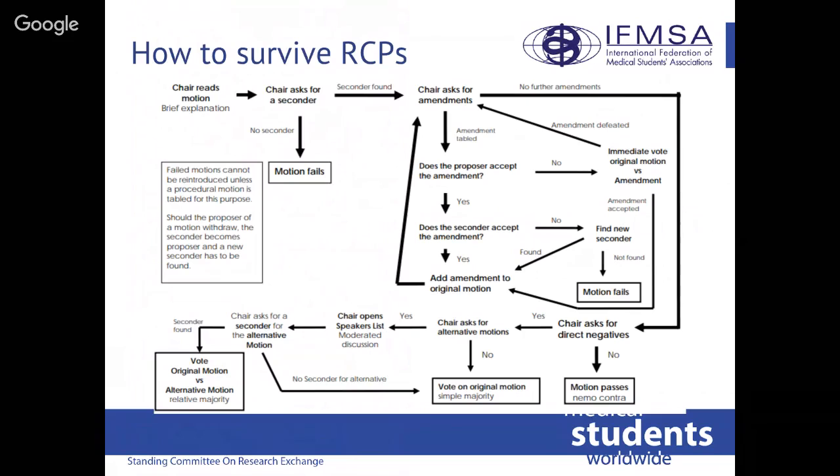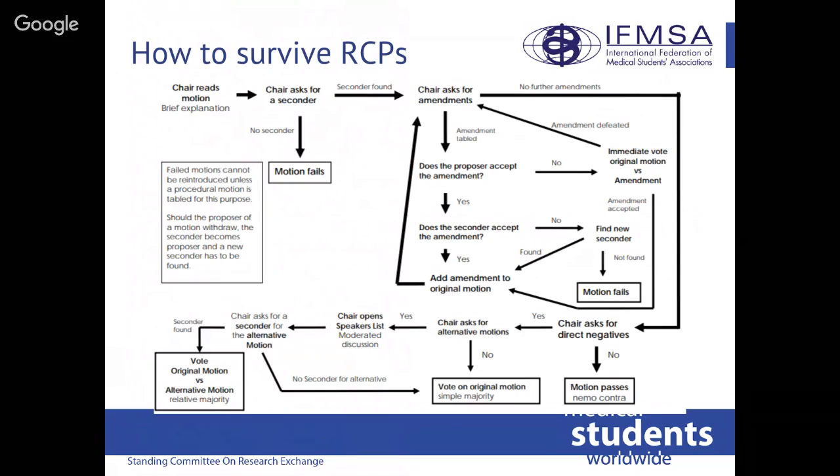If the chairperson asks for an alternative motion and there is one, then the chairperson will open a speakers list, which will contain a moderated discussion on why we should lean towards one proposal or the other. Then the alternative motion must have a seconder. If there is no seconder, then the vote is back on the original motion. If there is a seconder, we will vote between the original and alternative motion, and we will keep the one that has a relative majority. A relative majority basically means that one has more votes than the other, and that is including the abstentions.